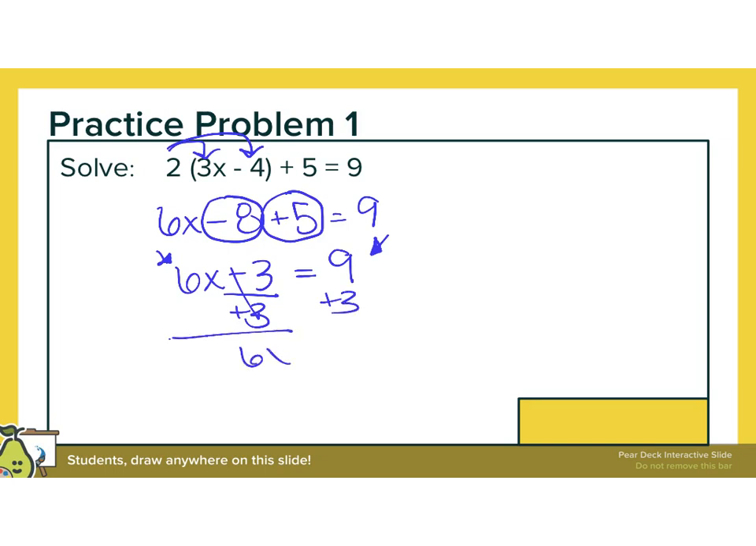Bring down my 6x. 9 plus 3 is 12. I need to get the x by itself. These are attached by multiplication, so I undo that by dividing by 6 on both sides to get x equals 2. Write your answer in the box, and you are done.